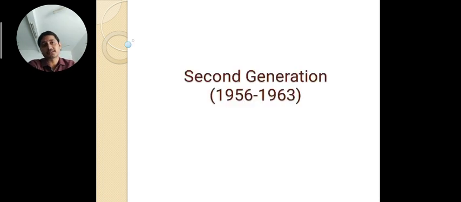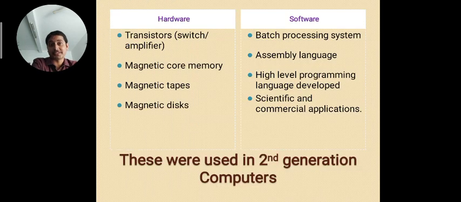Okay, let's discuss the second generation. The second generation is known from 1956 to 1963. Let's see the major technological developments. The hardware used in this generation was transistors, meaning transistors replaced vacuum tubes. Now the size of computers was reduced, not too much, but it was reduced.